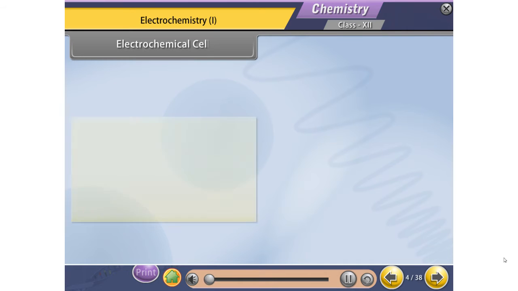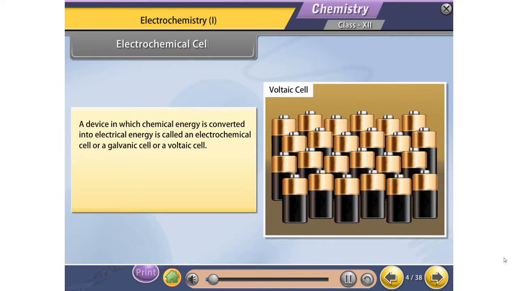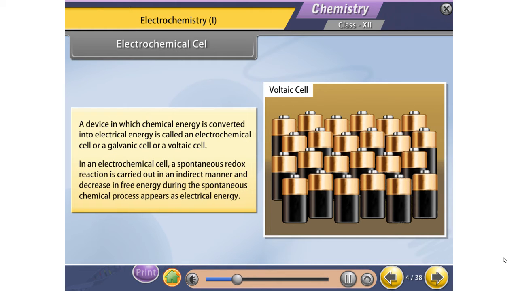Electrochemical cell. A device in which chemical energy is converted into electrical energy is called an electrochemical cell or a galvanic cell or a voltaic cell. In an electrochemical cell, a spontaneous redox reaction is carried out in an indirect manner, and the decrease in free energy during the spontaneous chemical process appears as electrical energy.